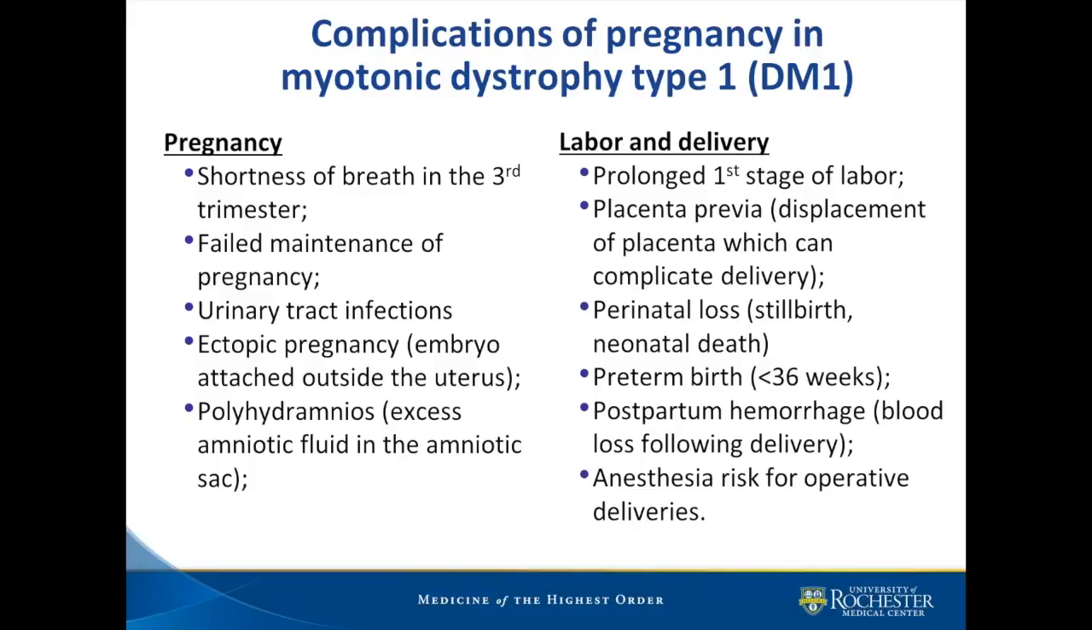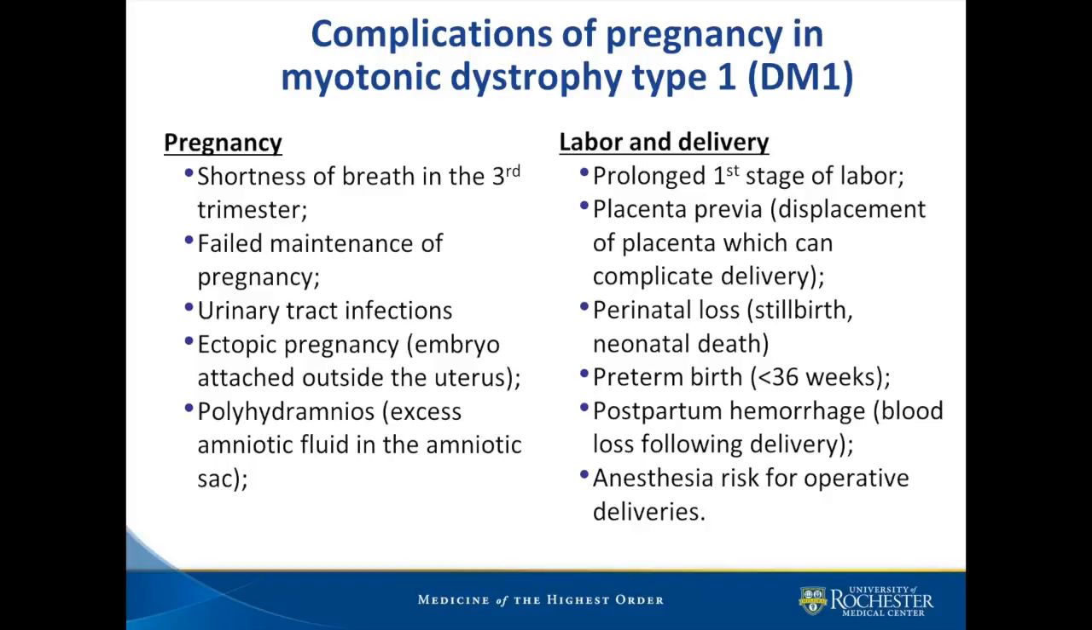Also in labor and delivery, you have in many women with myotonic dystrophy, although the number of studies are small, again, a lot of these studies have come from Great Britain. They show that there's a prolonged first stage of labor. Some women are in labor for 24 hours or longer, and very often there's failed labor. Placenta previa is a common problem.